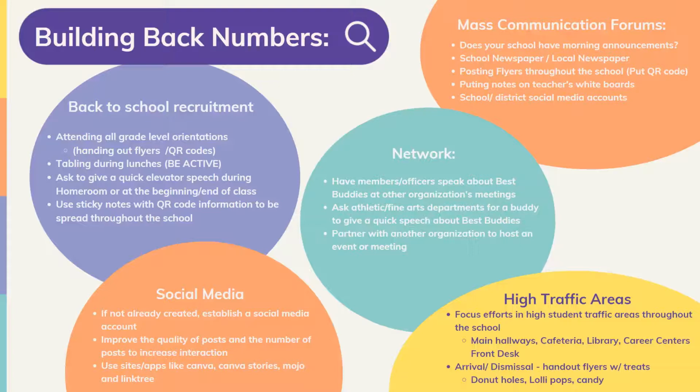And then social media wise, if you haven't already created or established a social media account, you need to do it as soon as possible. Improve the quality of posts and the number of posts to increase interaction on your social media page. Great apps or sites that we would suggest are Canva, Canva Story, and Mojo. Mojo does come with a fee, but I believe you can do a quick trial run for free. And Linktree. Linktree is a great, useful resource. You can put a ton of different links on there, all within one link.